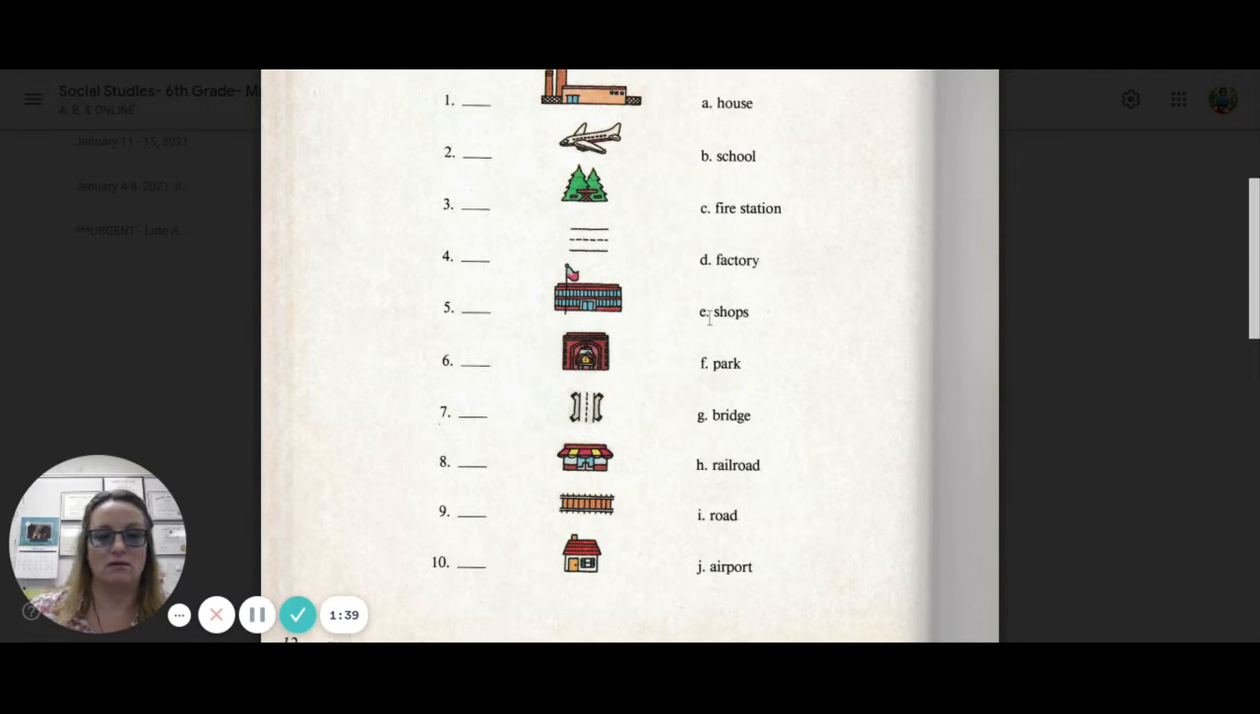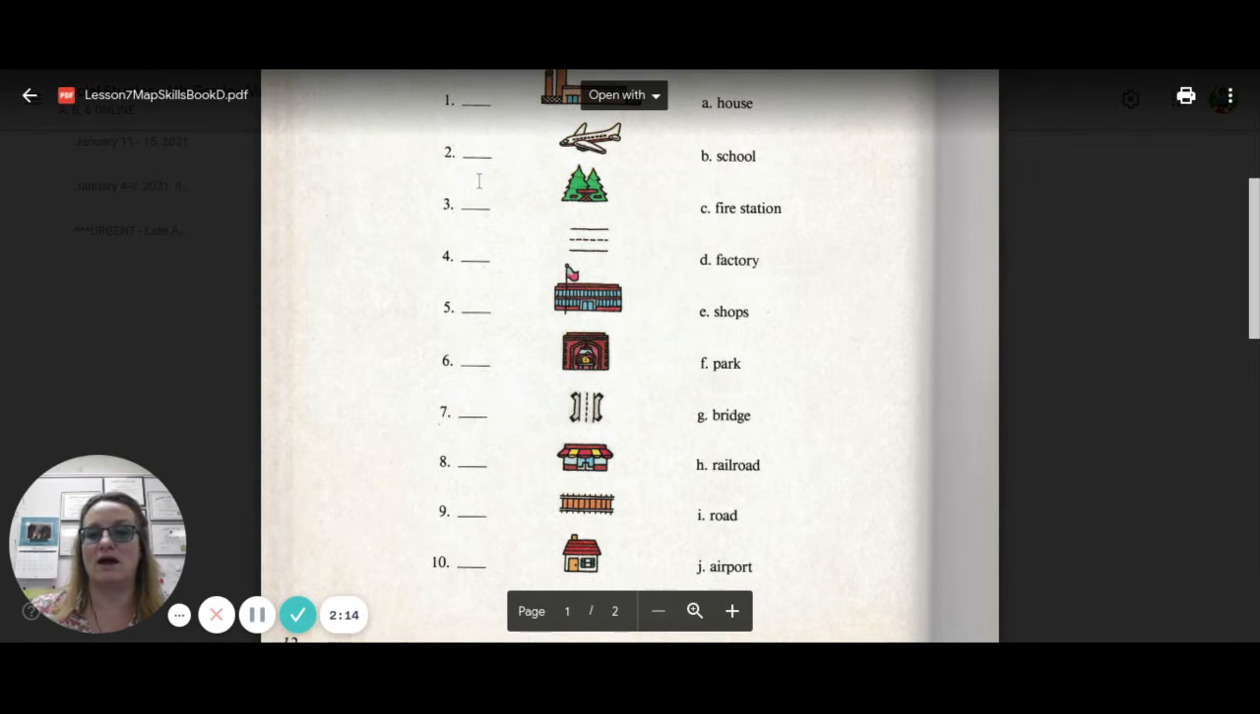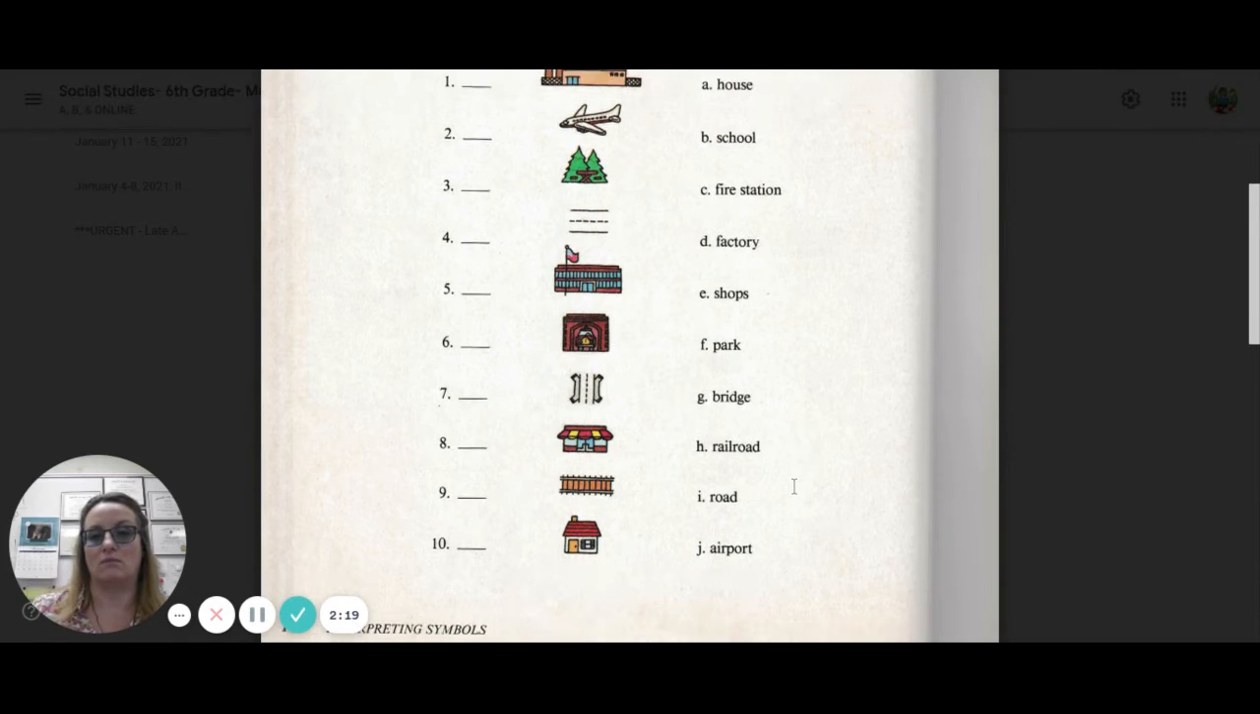Shops get an E. The park, like somewhere you could go out and be close to nature, but you're still in an area that's got nice things for you to sit on, like benches. You put F. It's a park. It's an F. A bridge is a G. The railroad, whichever one looks like a railroad, gets an H. Just a regular road gets an I. And then the airport gets a J. So whichever picture looks like something that would stand for an airport, you would put a J beside it. So make sure you have a different letter in each one of these 10 that stands for those symbols.